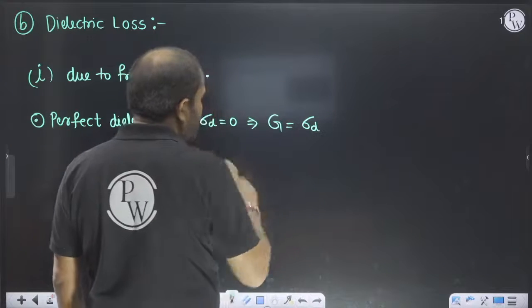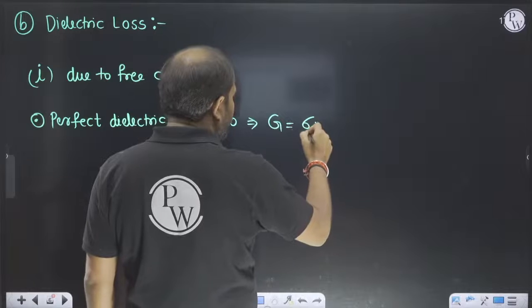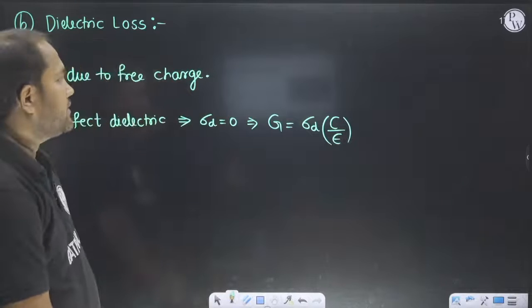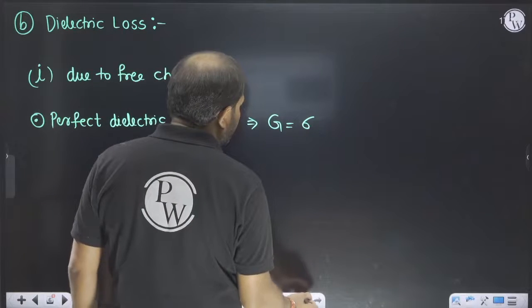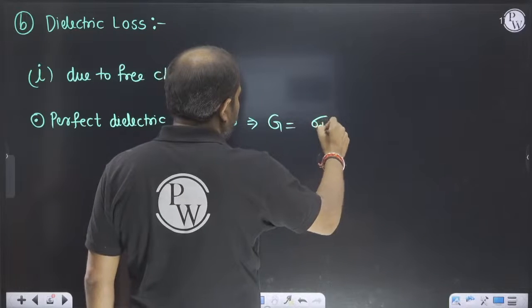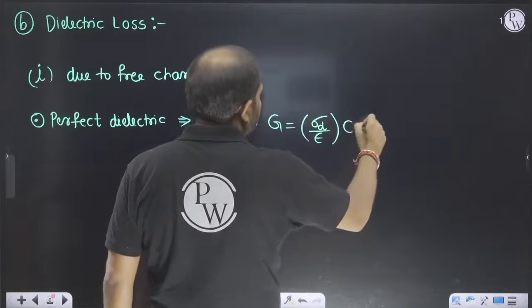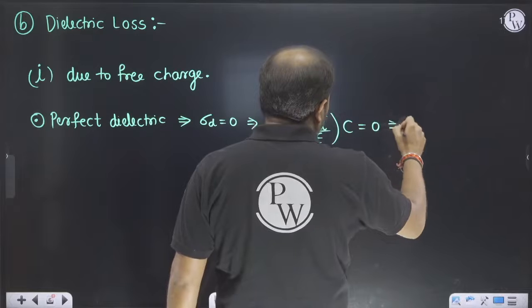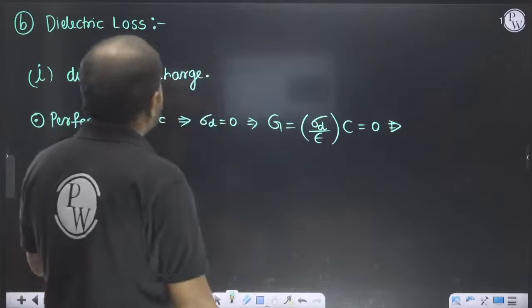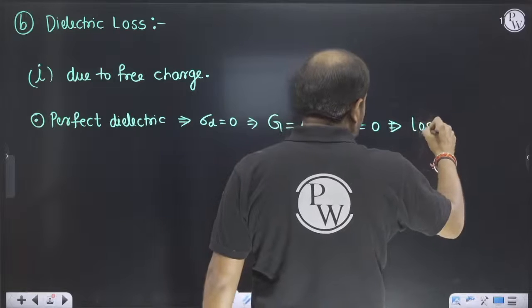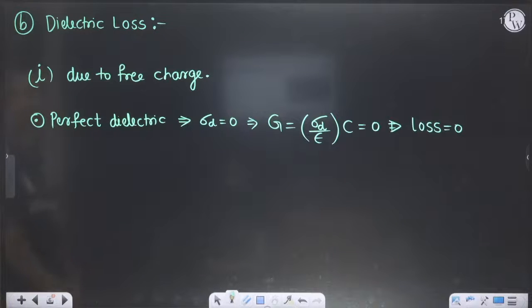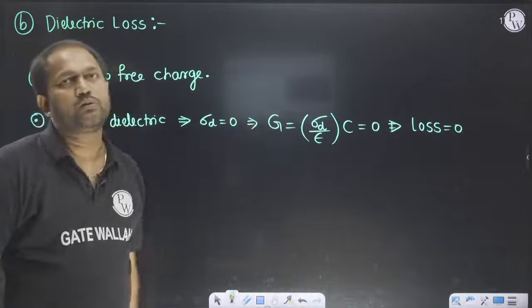So G will be sigma D upon epsilon into C. So if sigma D is equal to 0, G will also be equal to 0, and if G is 0, then you can say that there is no loss, so loss will be 0. What is G? I will tell you later. It is conductance. So conductance will be 0, that means there will be no loss.